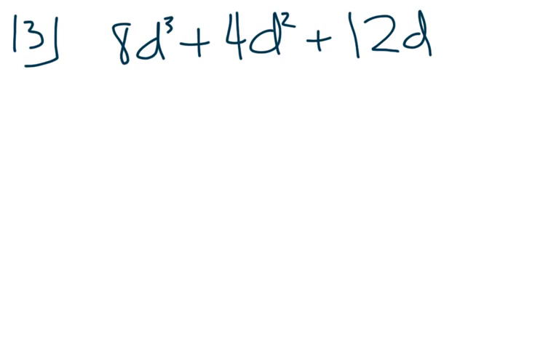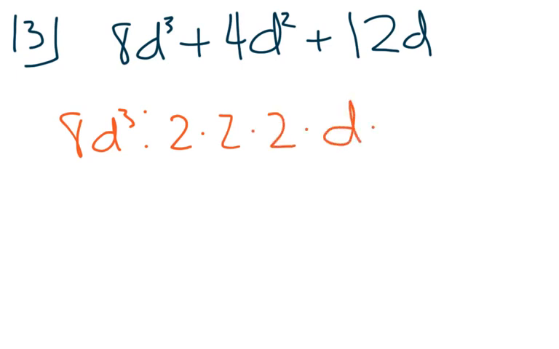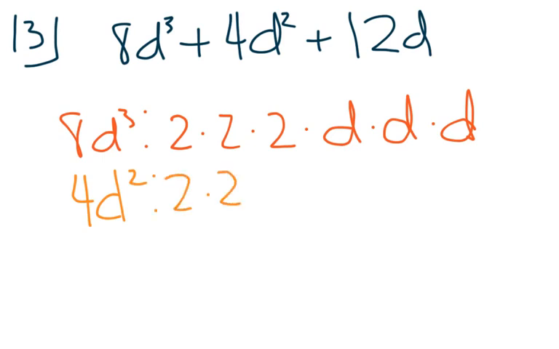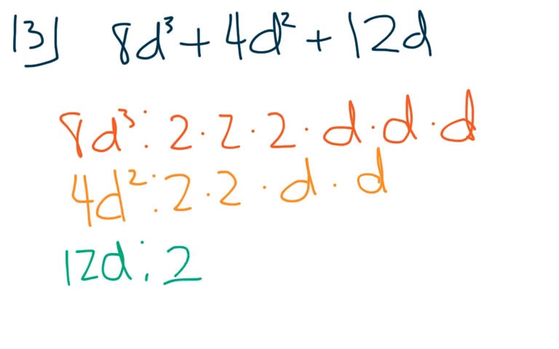Okay, so for number 13, we're going to list all 3 of these terms. So we have 8d to the 3rd, so that's 2 times 4, and if we break down 4, that's 2 times 2, so 2 times 2 times 2 times d times d times d. Okay, let's do 4d squared. That's 2 times 2 times d times d. Okay, and let's look at 12d. That's 2 times 6, which is 2 times 3, times d, because there's one d.